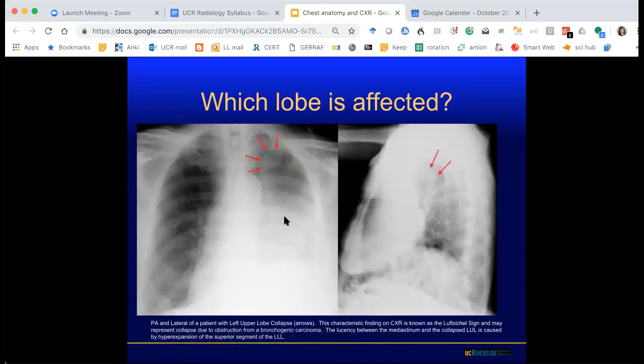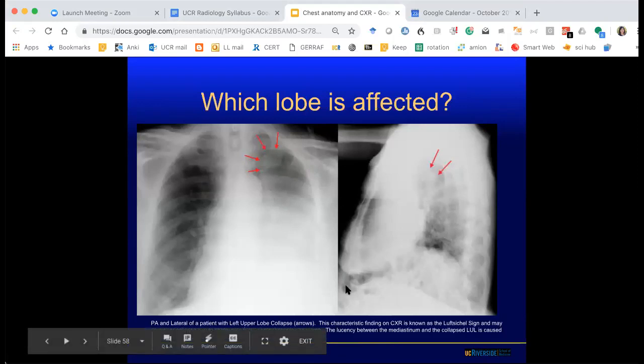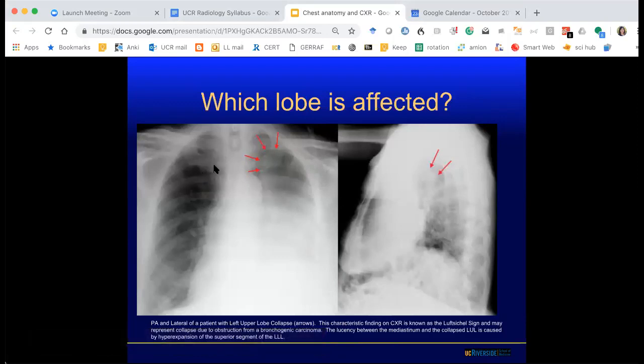an endobronchial lesion, typically cancer, like bronchogenic cancer, that causes collapse of the left upper lobe. So the left upper lobe is collapsed, and so then you have compensatory hyperinflation of the right side that pooches in to the contralateral side, so then it makes the appearance of a left sickle.